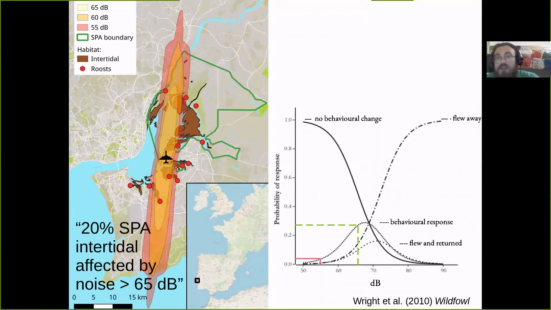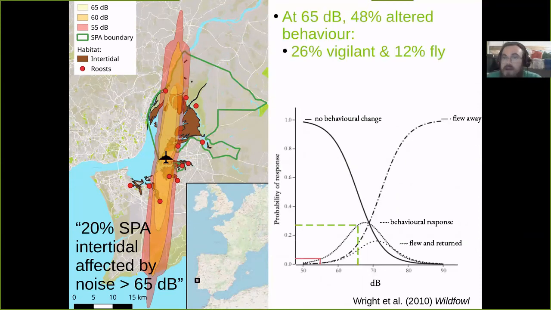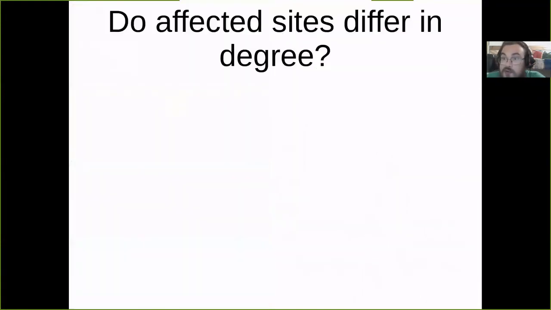And the study they cite says that at 65 decibels, about half of birds change their behavior, a quarter of them become alert and stick their heads up, and about 10% of them will fly away. At the lowest level of noise disturbance that they projected, only about 3% of birds actually responded. So we have these kinds of brackets. Just to say, this study used an air horn.